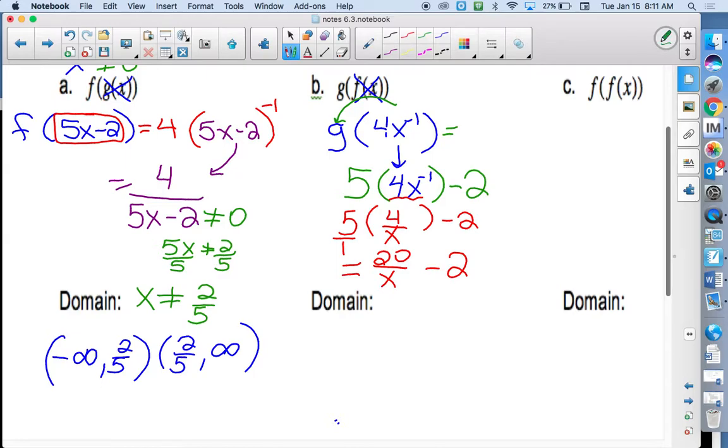So wherever the denominator is, right here, the 2 doesn't have a denominator, it's just a minus 2. That cannot be 0. So Emma, what does that mean the domain would be if x cannot be 0? So notice the domains are totally different because the bottom of the fraction is totally different.